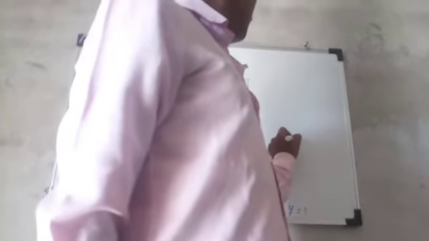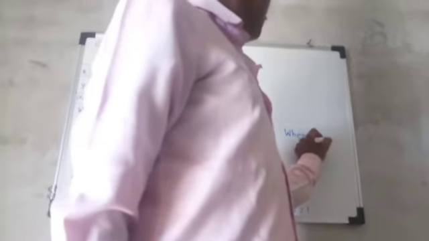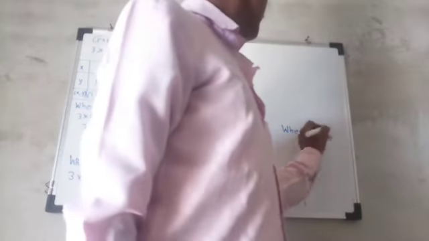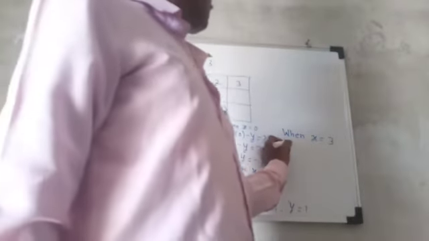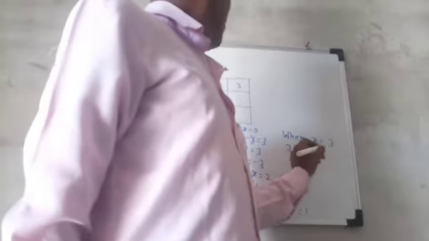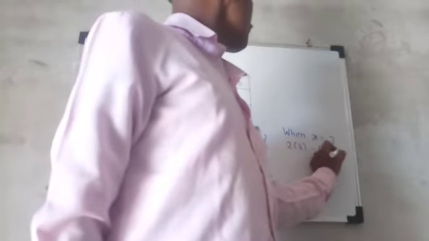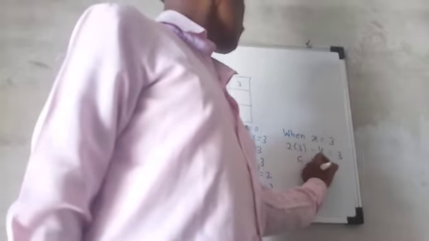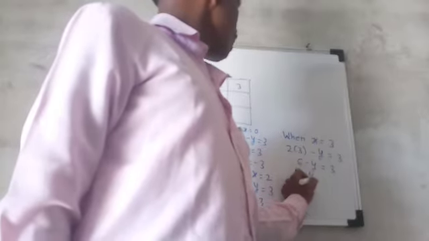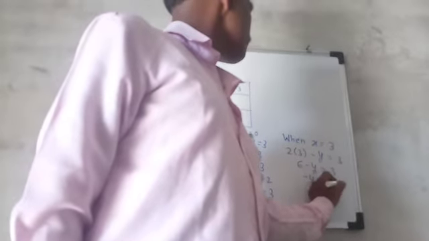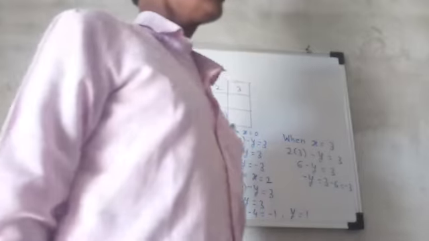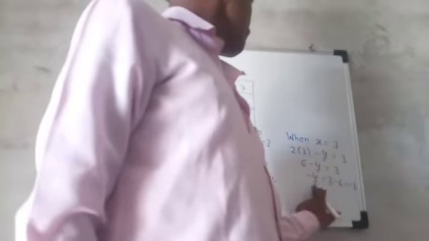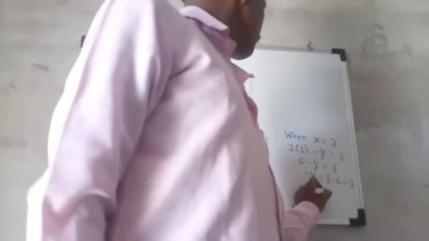Third, when x is equal to, take 3. 2 into 3 minus y is equal to 3. 2 3s are 6 minus y is equal to 3. Minus y is equal to 3 minus 6. Minus y is equal to minus 3. That means y is equal to 3.